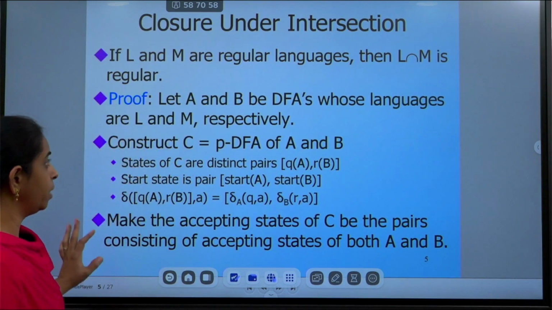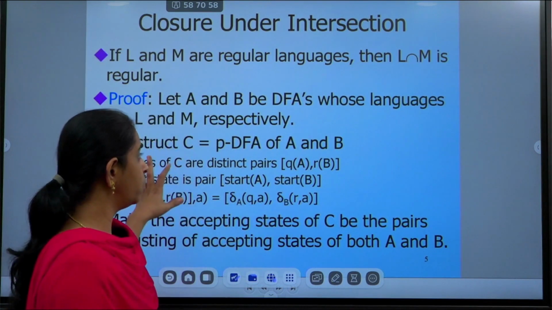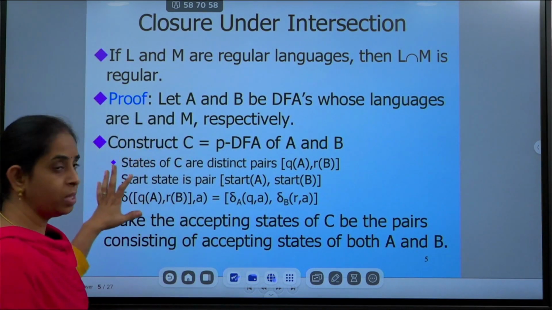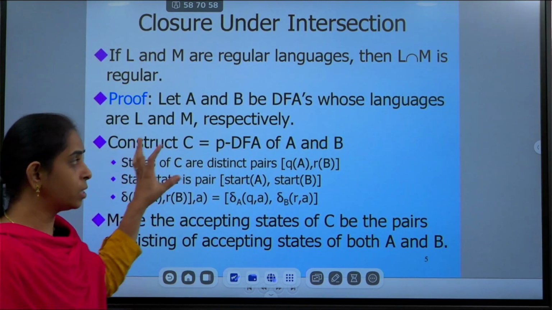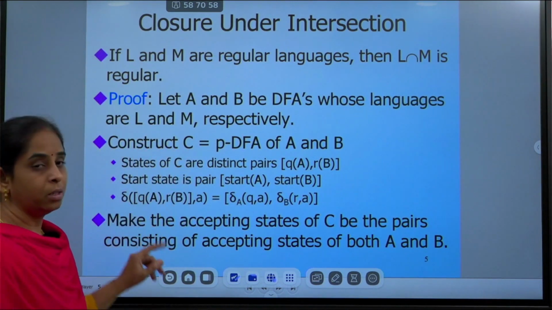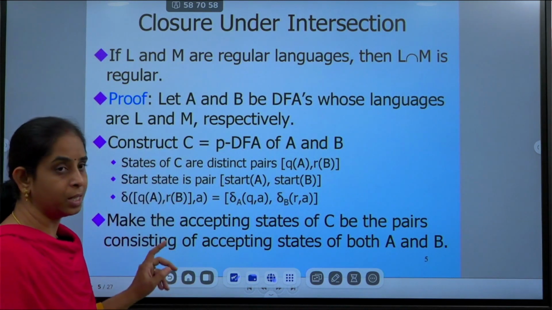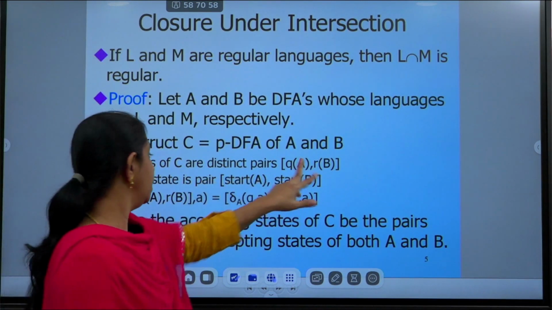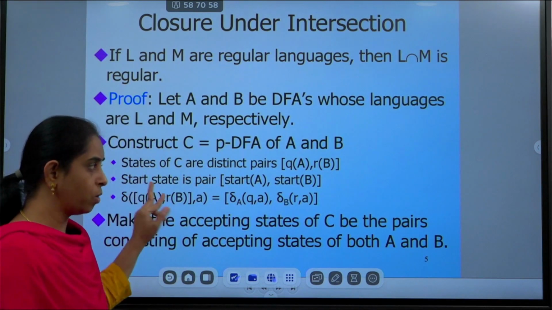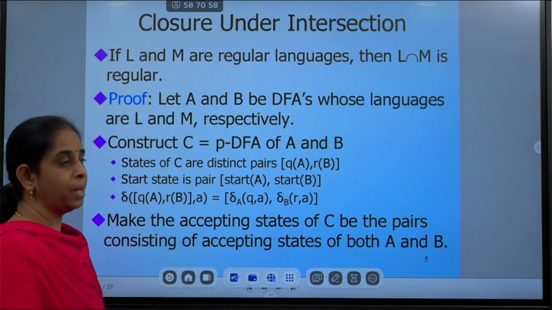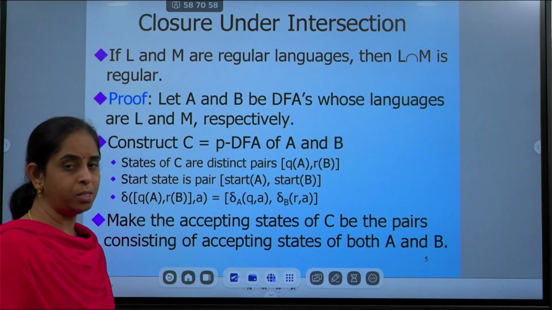Check it carefully. Here we have two DFAs, A and B, whose languages are L and M. When constructing the DFA for the intersection, the states are the pairs of states of A and B. We also take the start state and define the transitions. Based on this, we define which language the DFA is accepting.